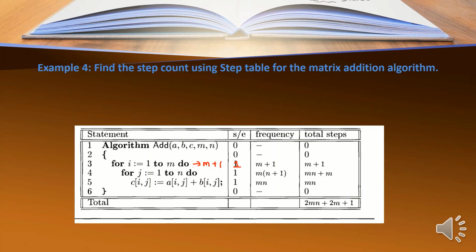Okay, 1 into m plus 1, m plus 1. The inner for also is 1 step, m into n plus 1. So here the steps per execution is 1, but how many times is this going to execute? This is going to execute based on this. So this line gets executed m plus 1 times, whereas this nested for loop, that is the inside for loop, gets executed m into n plus 1 times. Okay, so we can write mn plus m, 1 into mn plus m.